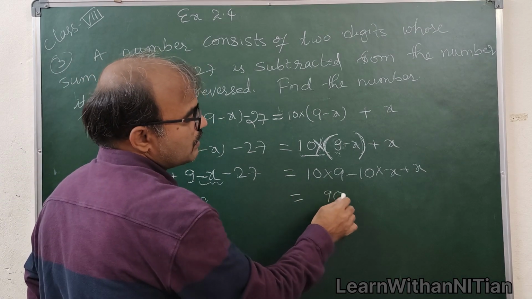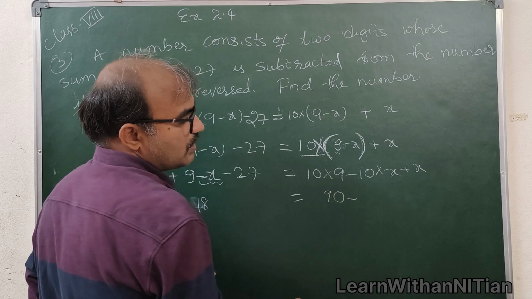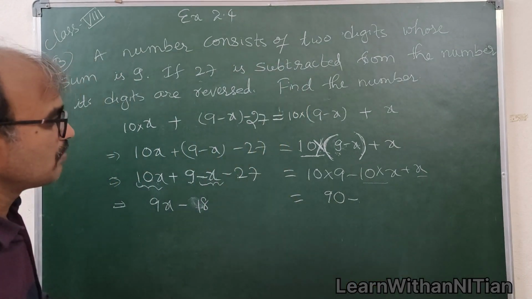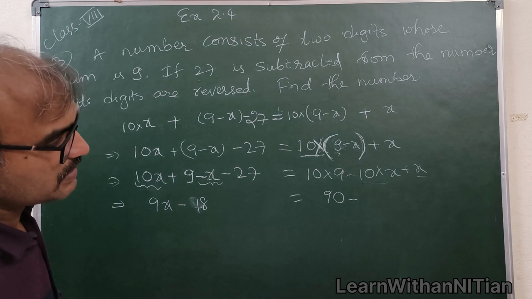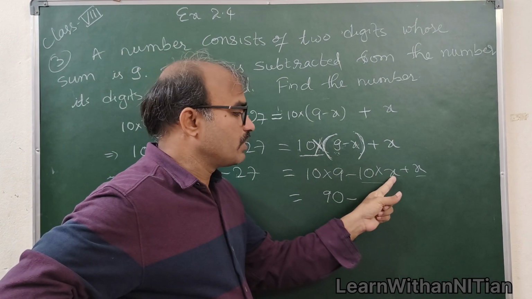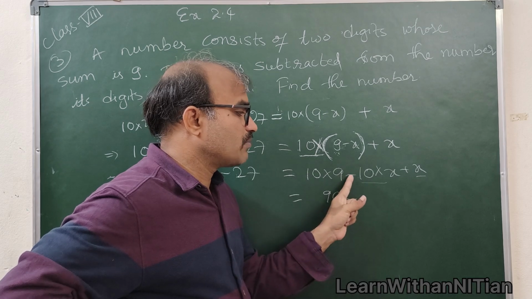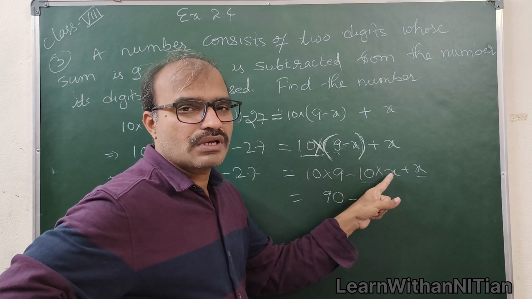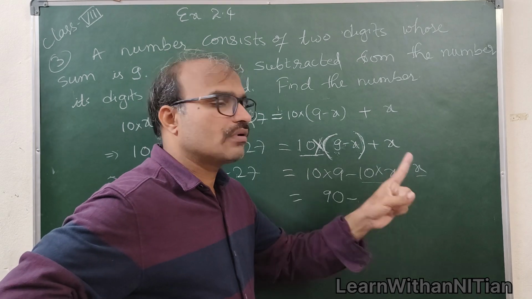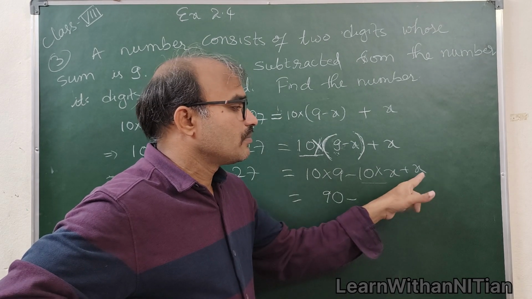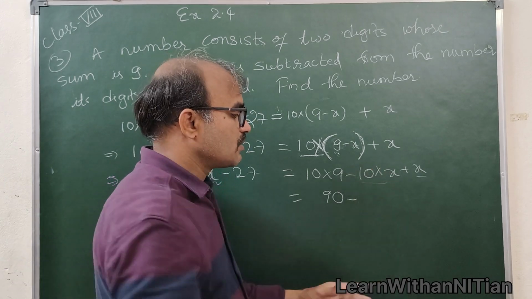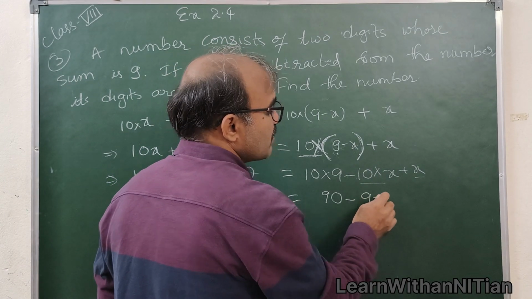Equals, 10 9's are 90. Now minus 10x plus x. Minus 10x plus x means x, how many times is it there? 10 times, but they are minus x's: minus x, minus x, minus x, minus x. It is available 10 times. Plus x is available only one time. So plus x and one minus x will get cancelled, and minus 9x will remain.